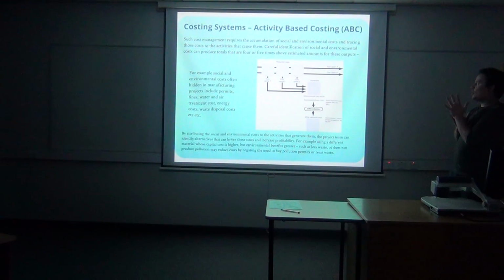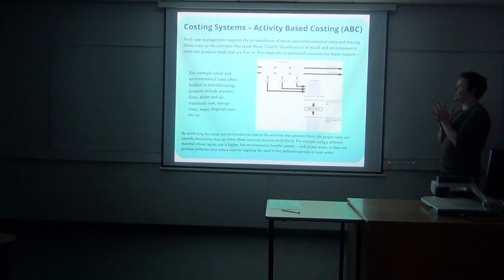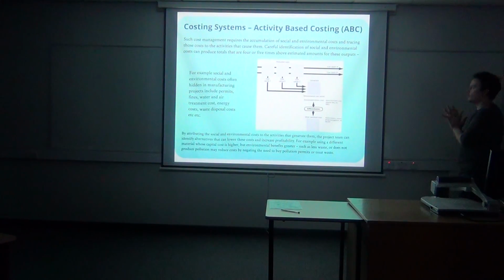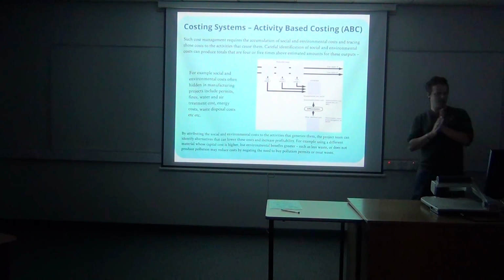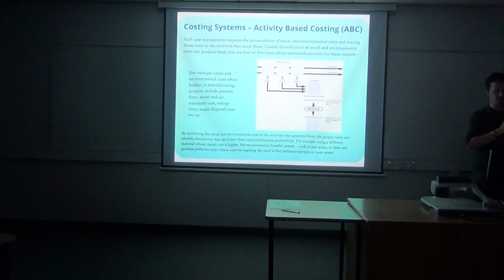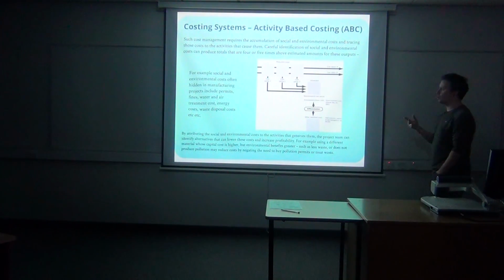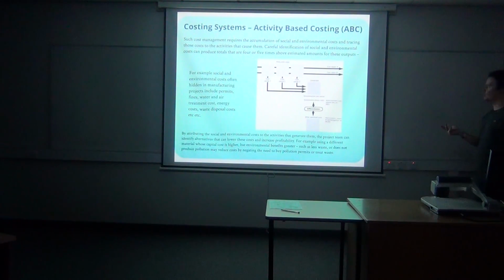So such management requires the accumulation of social and environmental costs and tracing these into activities that create them. Carefully considering social and environmental costs produces totals that are 4 or 5 times above the estimated amounts. So for example, social and environmental costs in manufacturing are often hidden in permits, okay? Fines, water treatment costs, energy, waste disposal for instance.